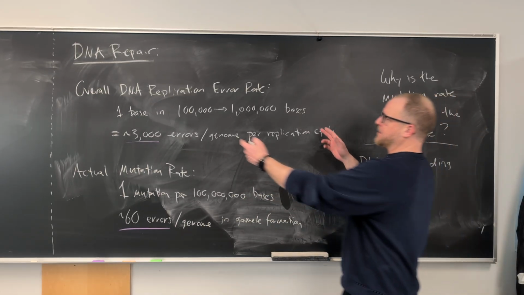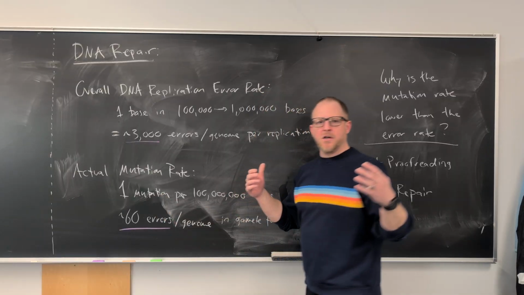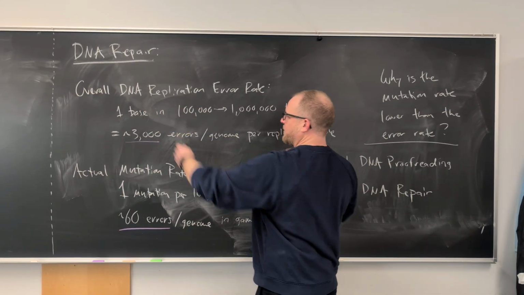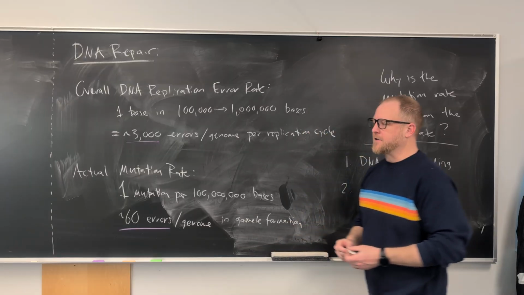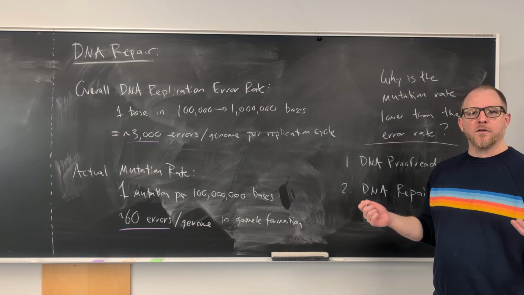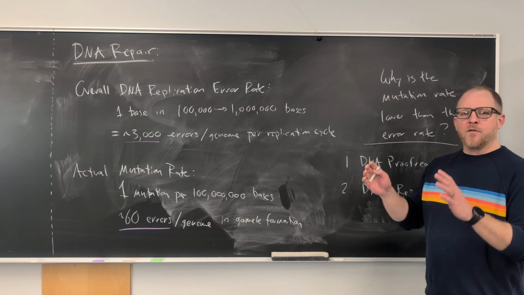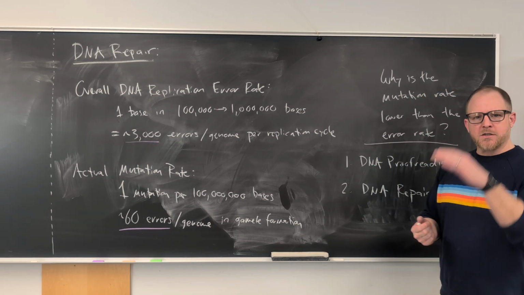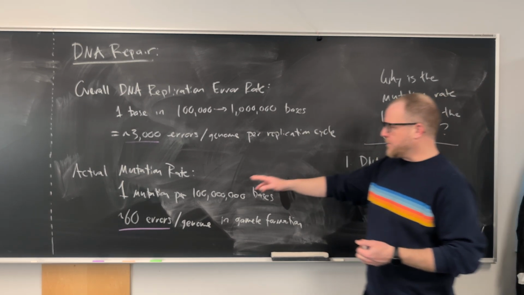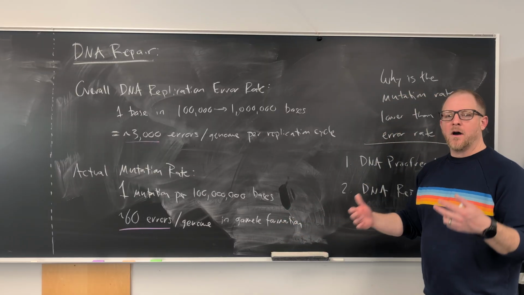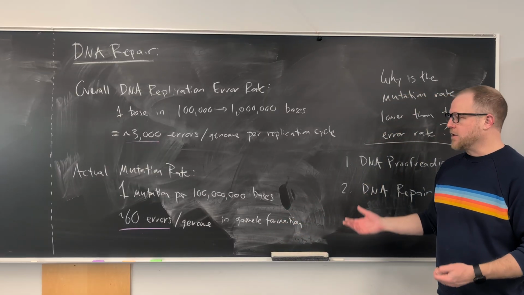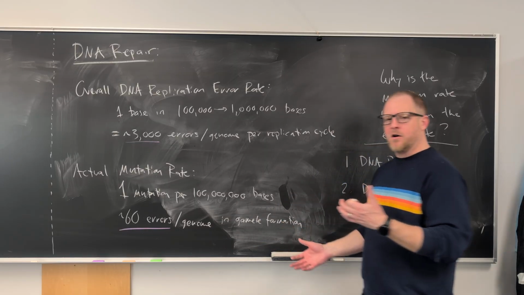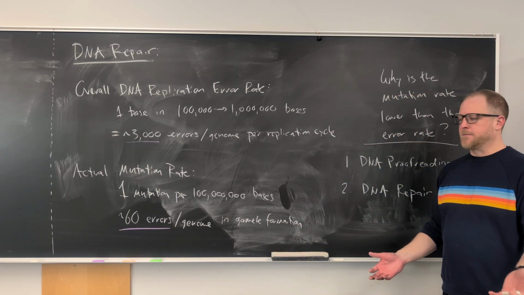This may seem like a pretty low error rate, but remember our genomes are very large, 3 billion bases. If you apply this across the entire 3 billion bases, it ends up to about 3,000 errors per genome. That's quite a few errors, okay? But if you look at the actual mutation rate in organisms, it's much lower. The actual mutation rate is about 1 mutation per 100 million bases, and with some calculations, this comes out to about 60 errors per genome during gamete formation.